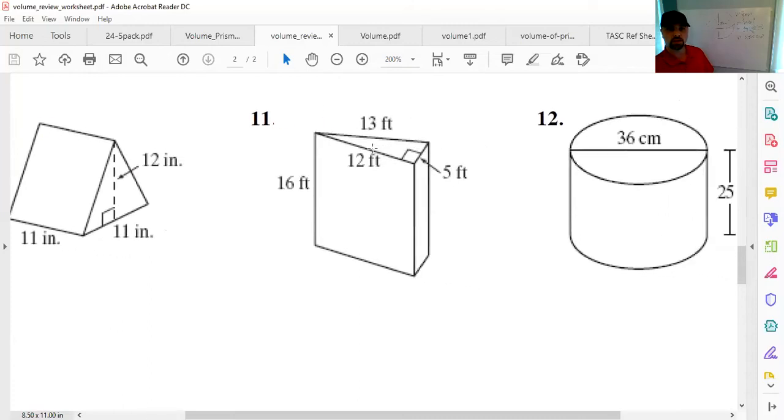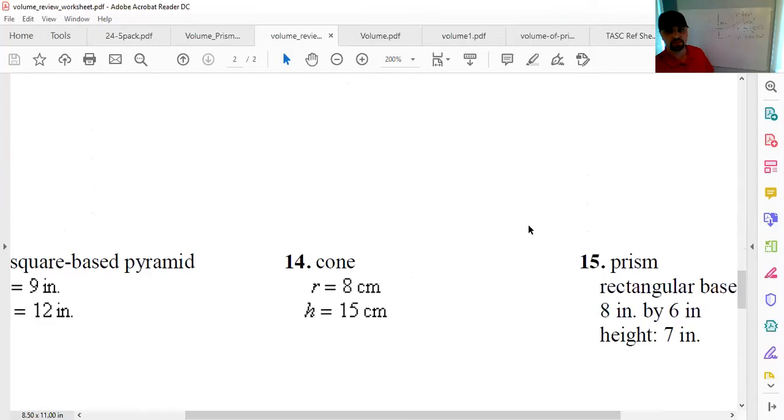All right, same way you're going to do number 11. Start by looking at the triangle at the top and find the area of that triangle, which is base times height divided by 2. 5 times 12 is 60, divided by 2 is 30. So the area of the top is 30, but then we have to multiply it by the length, or the depth, of 16. Okay.